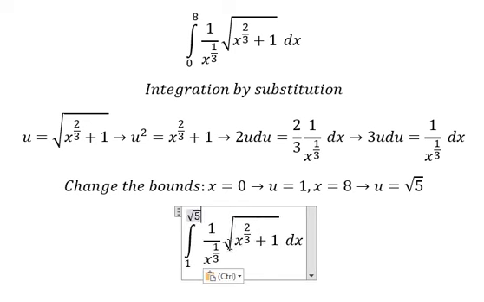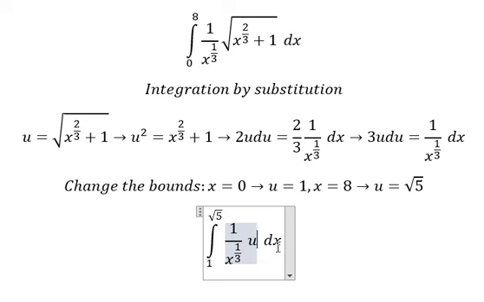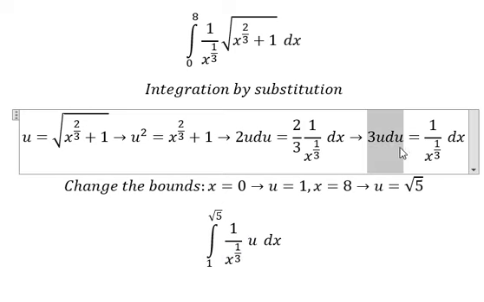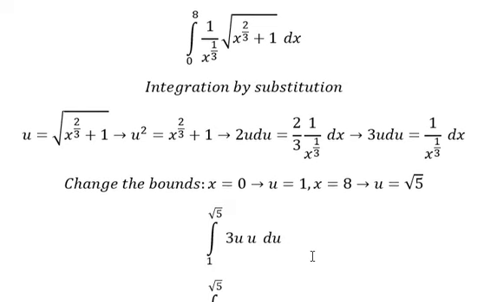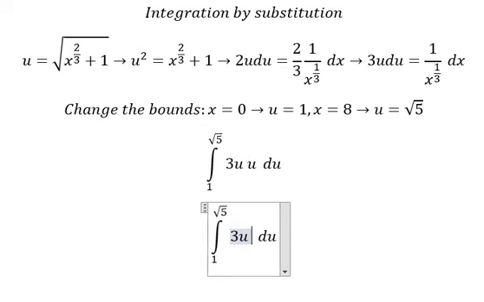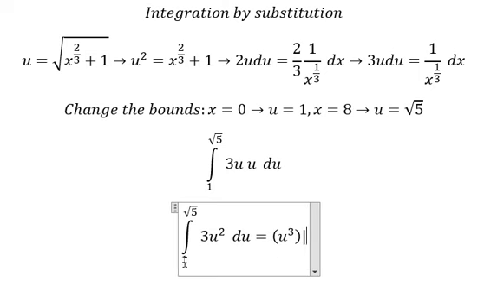The square root that is about u. This one with the x that is about 3u du. So this one we have u square. The integration of 3u square that is about u to the power of 3, and we put the bounds from number 1 to the square root of number 5.